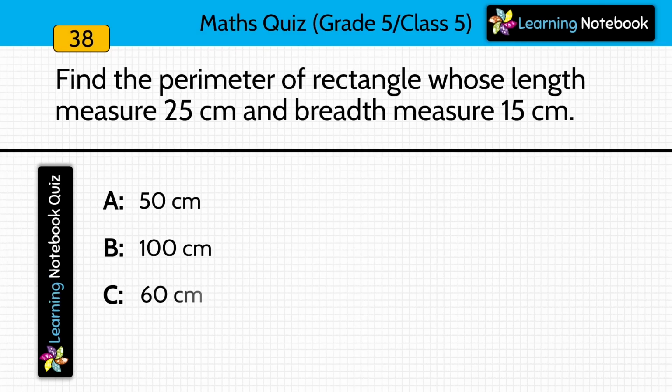Find the perimeter of a rectangle whose length measures 25 cm and breadth measures 15 cm. You need to know the formula to calculate the perimeter of a rectangle. Answer is 80 cm. How did we solve this? We know perimeter of a rectangle equals twice into length plus breadth. So length plus breadth is 25 plus 15 equals 40. So 2 into 40 equals 80.